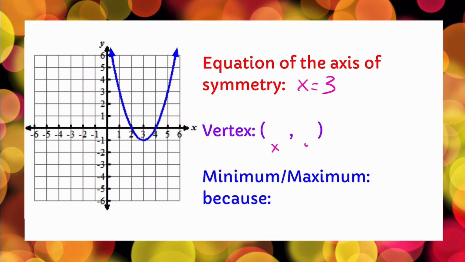What are the coordinates of the vertex? That's x and y. My vertex is right there. The x value is 3. The y value is -1. Is this a minimum or a maximum, and how do you know? This is a minimum because it has a low point.